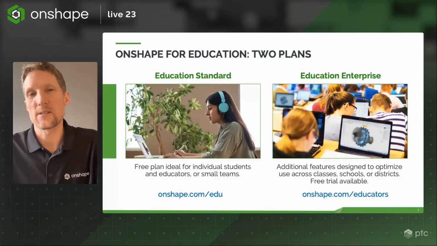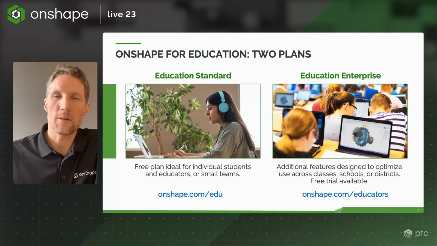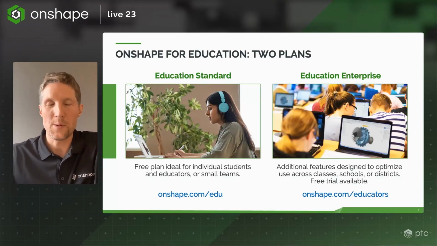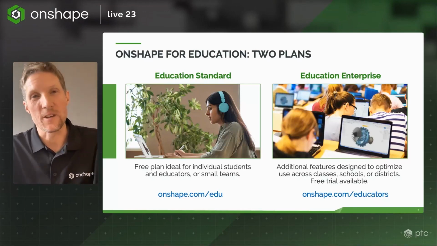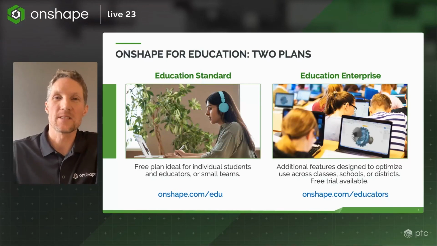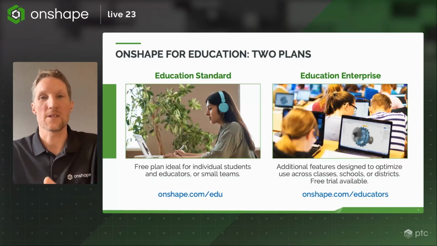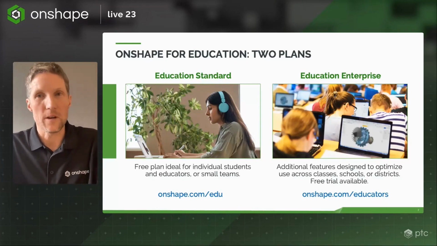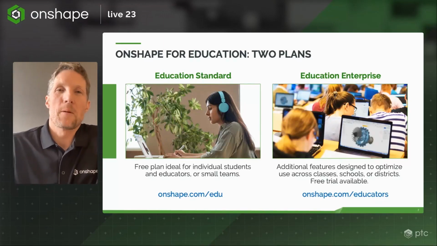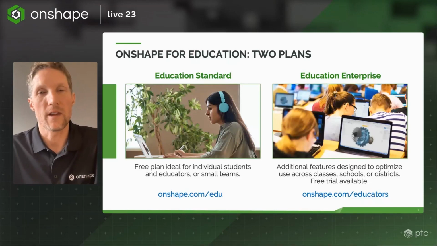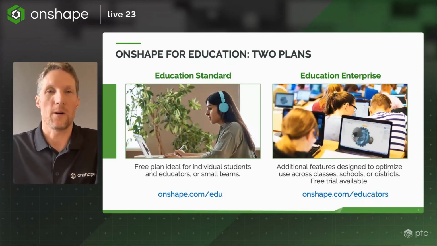And beyond the free plan, there's also an education enterprise plan, often used by larger schools and districts. The enterprise plan includes additional features such as single sign-on and bulk user management, as well as data analytics to allow teachers to see exactly what students are working on, who they are working with, and how long they've been working. I'll show more details of this further in the talk. Educators can go to onshape.com/educators to learn more about the Education Enterprise Plan and to reach out to our customer success team.